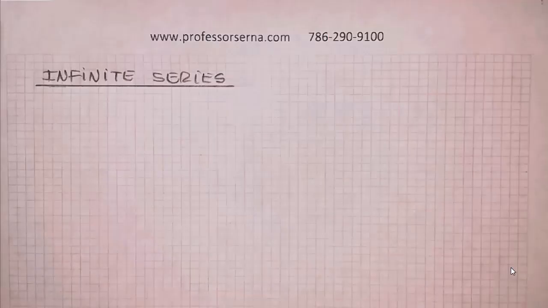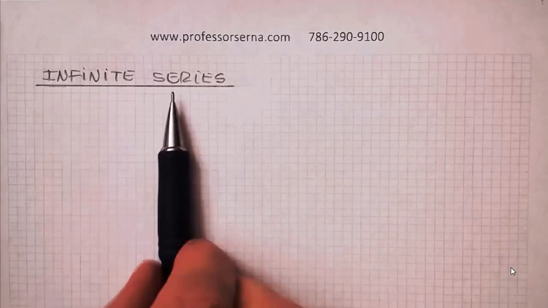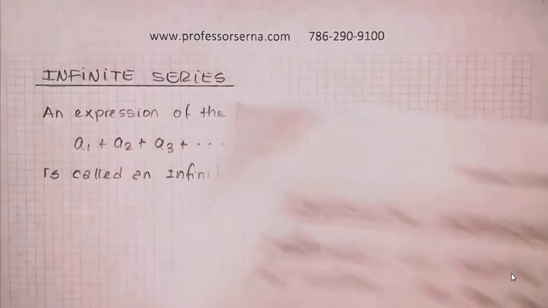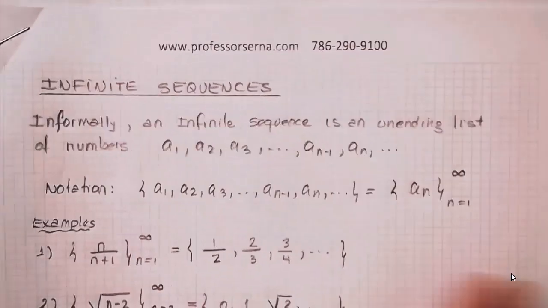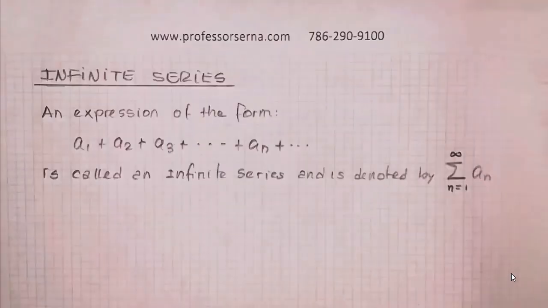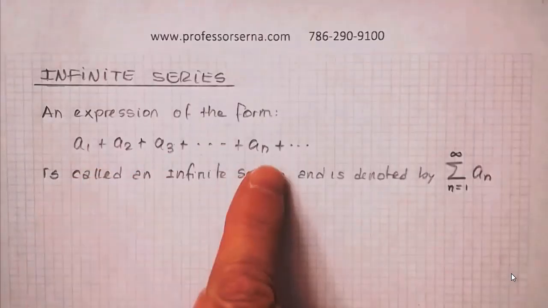In this video we are going to talk about infinite series. Notice the difference between a series and a sequence. A sequence is just a list of numbers. A series is a sum.